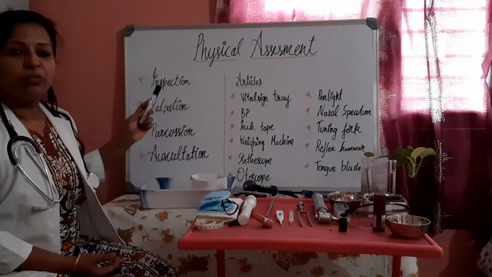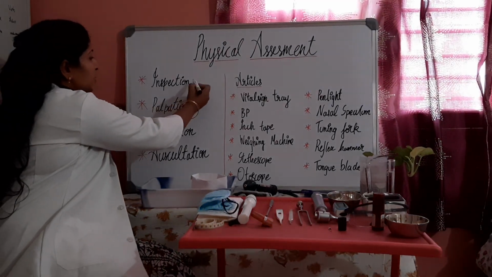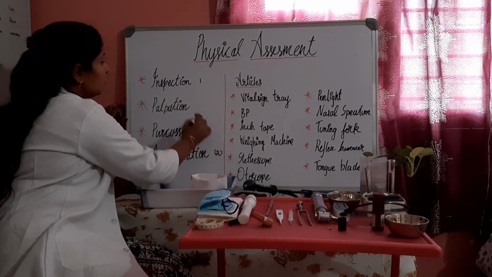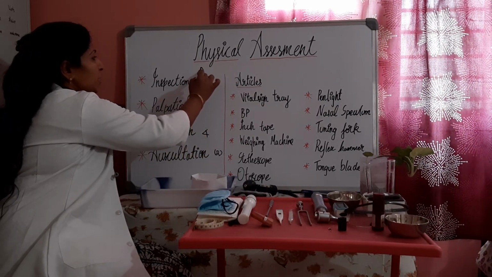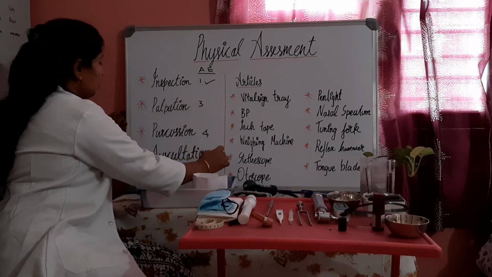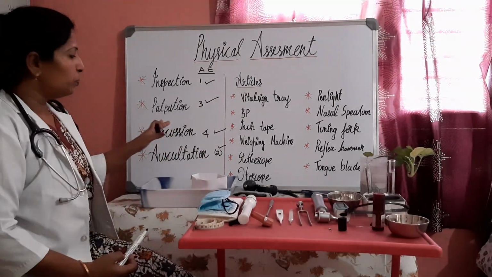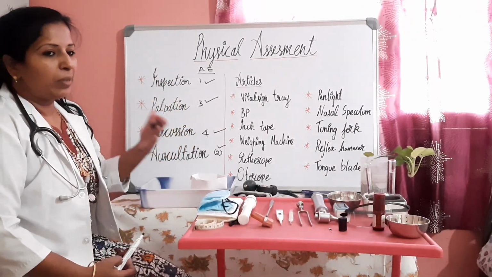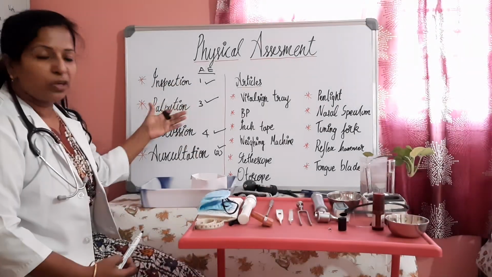But in the case of abdominal examination, there is a difference. The first one is inspection, followed by the second, auscultation, then palpation, then percussion. In abdominal examination it varies: the first is inspection, second is auscultation, third is palpation, and fourth is percussion. Because when you palpate, the bowel sounds will be disturbed. So that's why you first auscultate, then go for palpation.